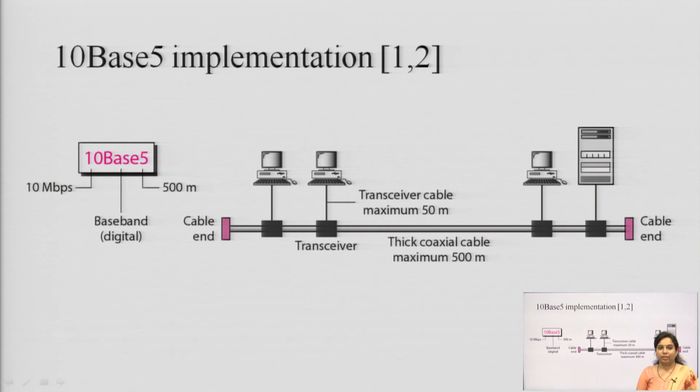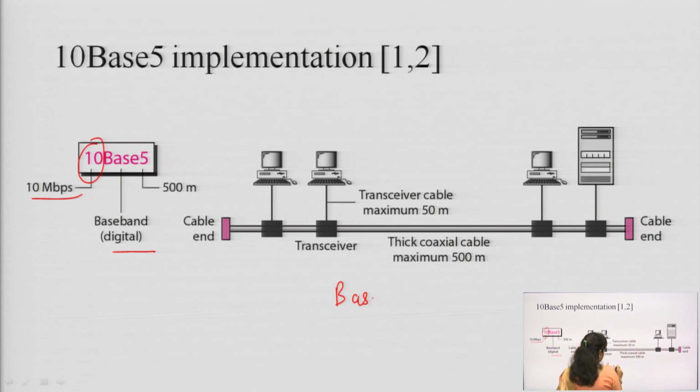As I have told you in the flow chart that we have seen, where the different segregations are there, what is 10 base 5? 10 means it is used to transmit data up to 10 megabits per second, base means it is used for baseband transmission or digital transmission. What is baseband? There are basically two types of transmission. First one is the baseband and second one is the passband. Now, what is baseband and what is passband?